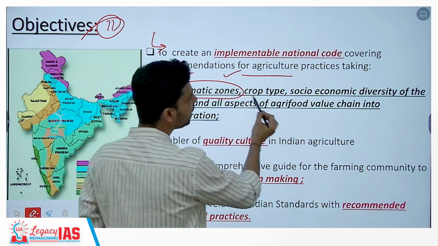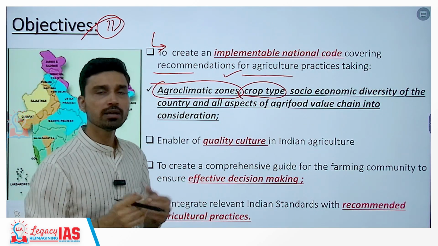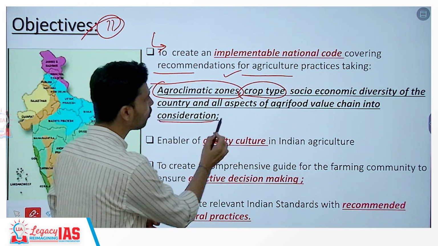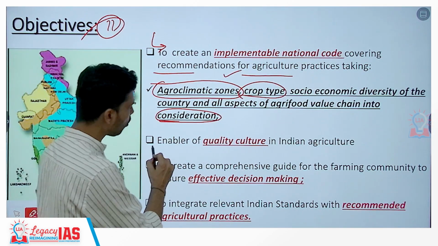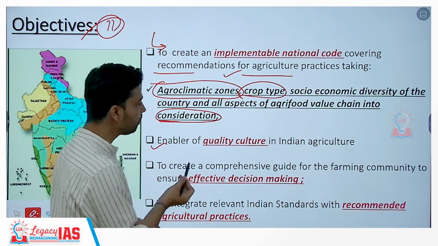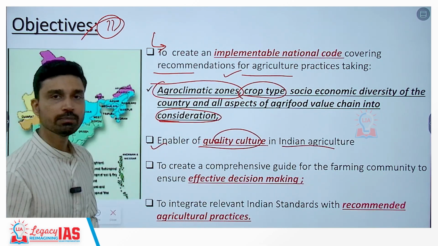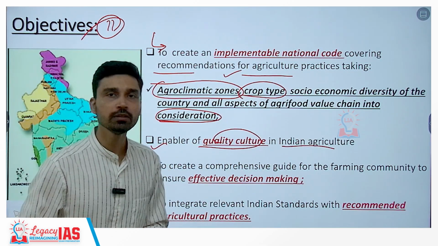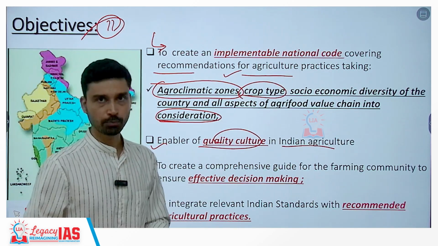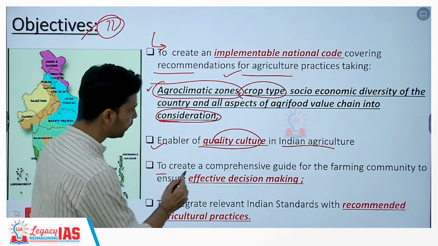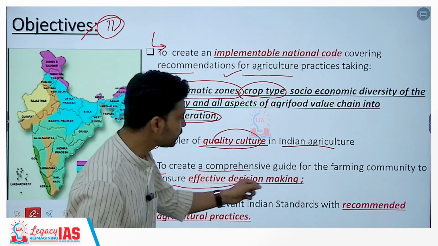Apart from that, the type of crops, the socio-economic diversity of the country, and all aspects of the agri-food value chain will also be taken into consideration. Second, it will become an enabler of quality culture in Indian agriculture. That means the focus is not only on improving the crop yield, but also on improving the quality of the harvested products. Third, to create a comprehensive guide for the farming community in ensuring effective decision making.